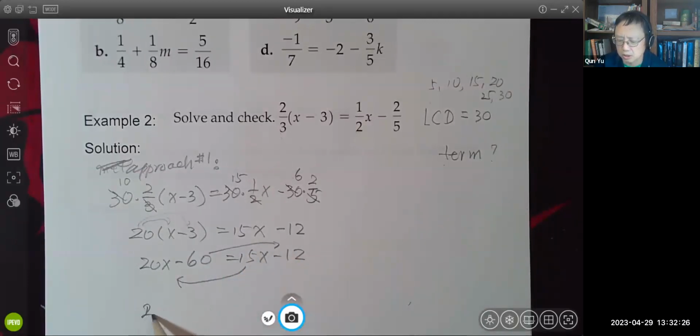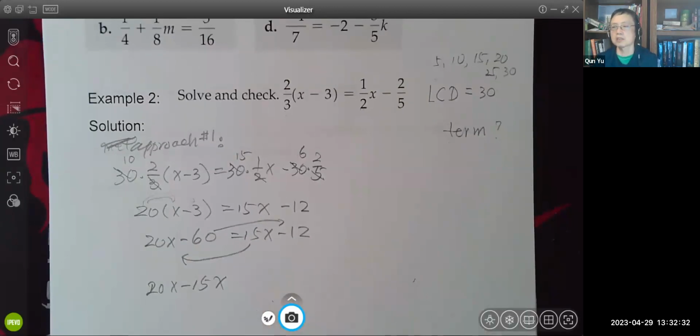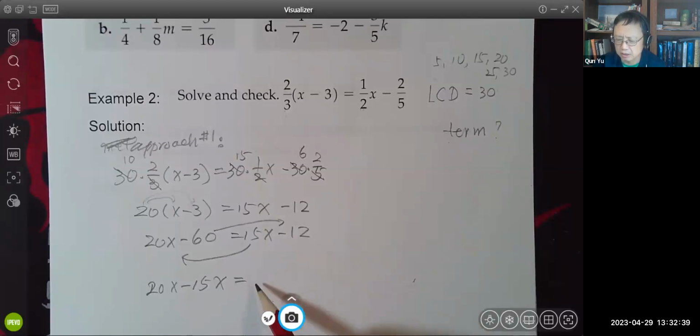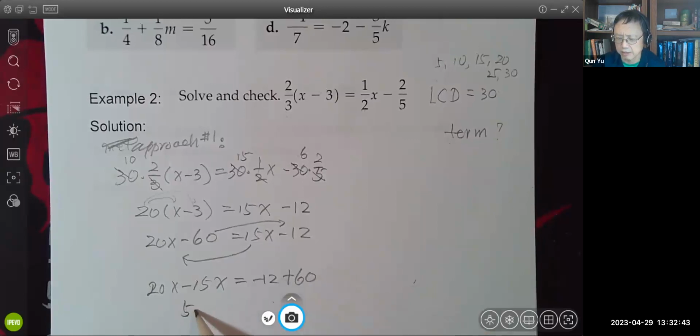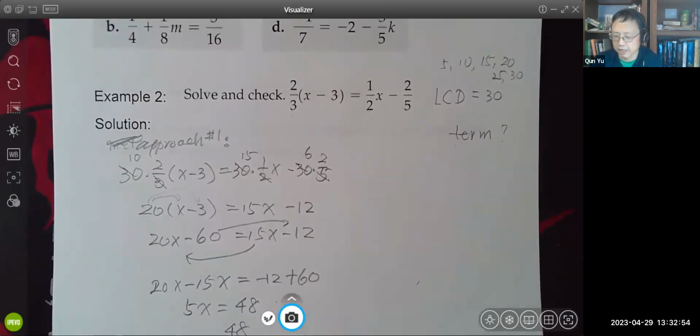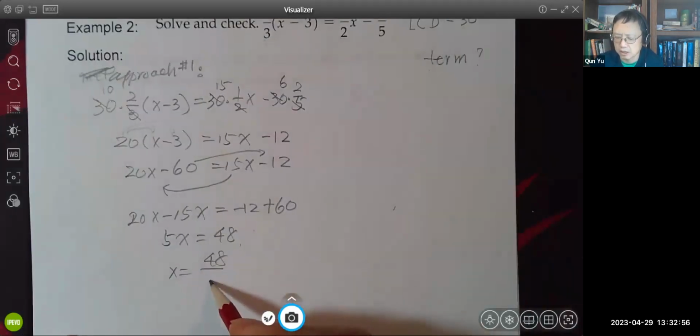Now I get 20x minus 15x. Remember, whenever we move a term to the other side of the equation, we change the sign to the opposite. Now, this is a negative 12. Don't forget the negative sign, plus 60. So apparently this is 5x equals 60 minus 12, that's 48. So the answer is x equals 48. We divide by 5 on both sides, 48 over 5.